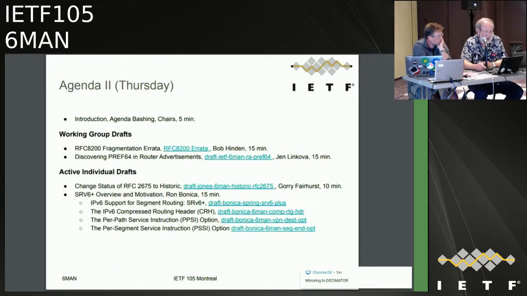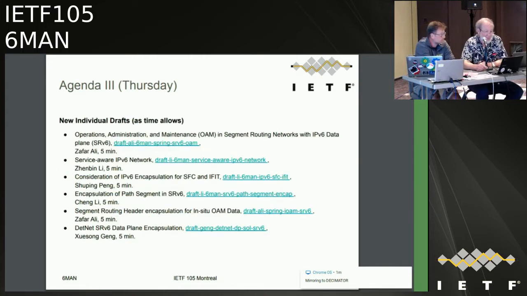And then we have a proposal to change RFC 2675 jumbograms to historic, and then we have Ron's SRv6+ draft, and we've asked him to not get into the details, but talk about overview and motivation. And then we have a whole bunch of short talks that were new work, and most of them are SPRING related, that we're going to try to get to both today and Thursday. If we have time, we'll do these.